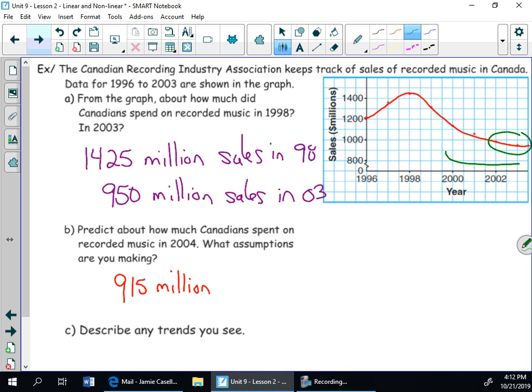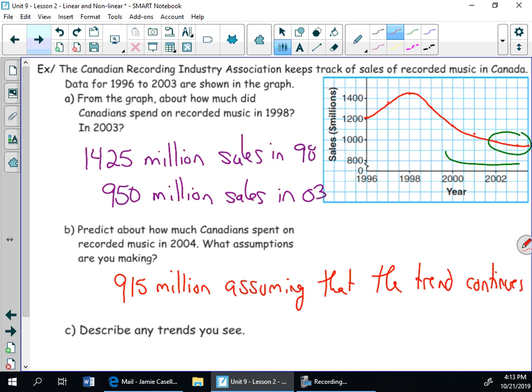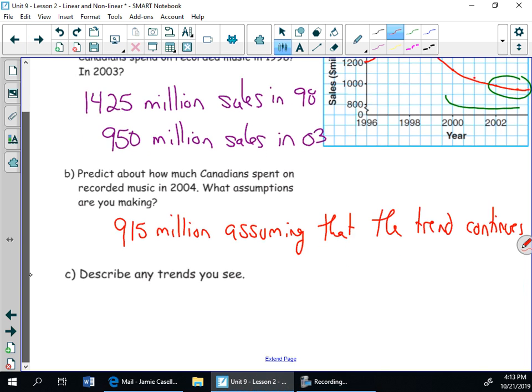What assumptions am I making? I'm assuming that the trend continues. Okay? It's assuming the graph is going to keep doing what it's doing. If all of a sudden something happened and people weren't selling records anymore, well, then it would drop way off. Or, I don't know, the internet crashed and you couldn't download things digitally, well, then maybe it goes way back up again. People have to buy stuff. We're assuming things have to continue.